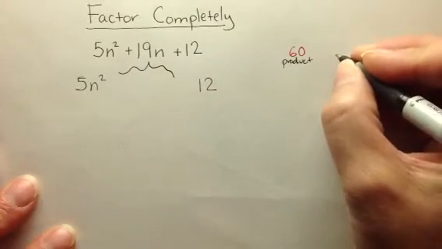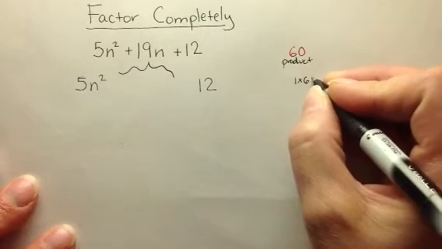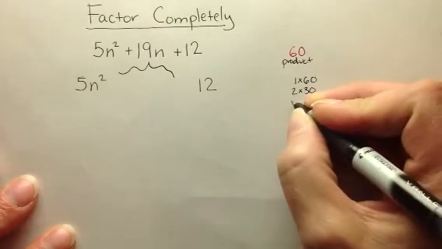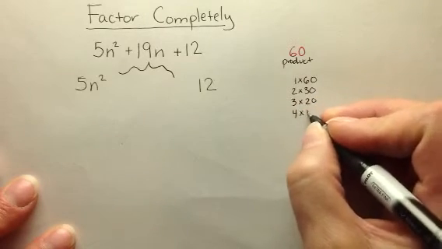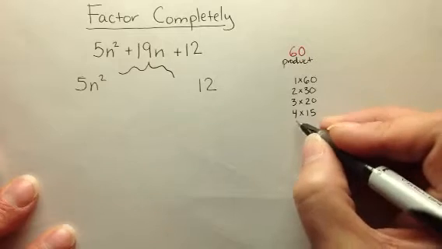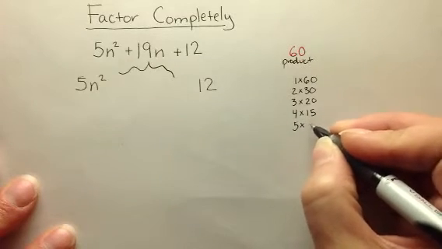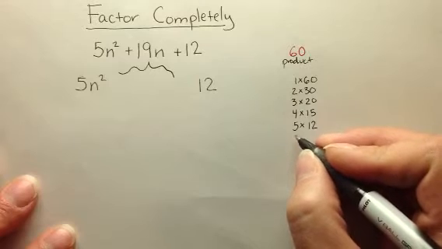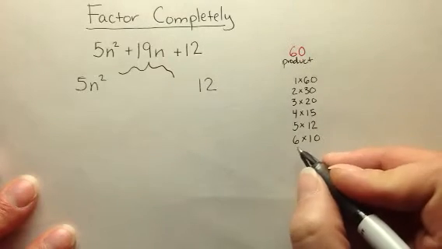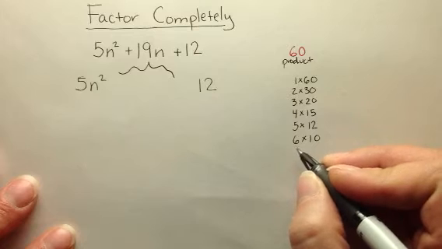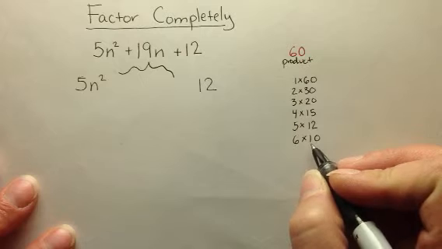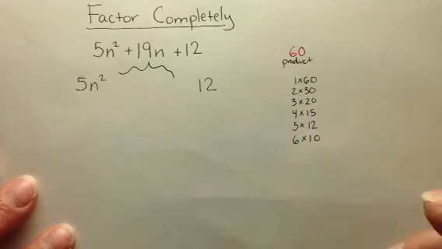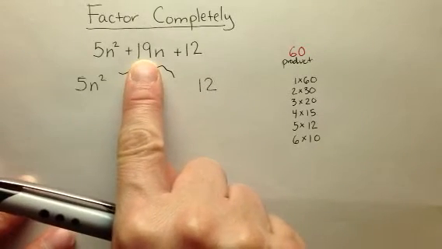60 is 1 times 60, 2 times 30, 3 times 20, 4 times 15, 5 times 12, 6 times 10, 7 does not work, 8 does not work, and 9 does not work, and now I'm to 10. Okay, now I want the sum to be 19.